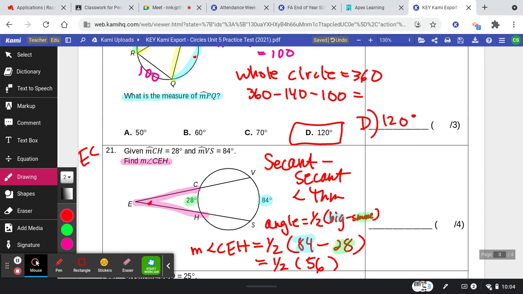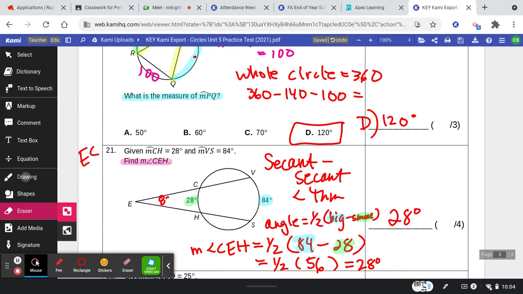And what's half of 56? My angle is 28 degrees. So whether it's the secant, or the tangent, or one of each, it uses the same rule. It's half of the big minus the small. It's not a hard rule. So you might want to do that extra credit. I don't think it's bad.